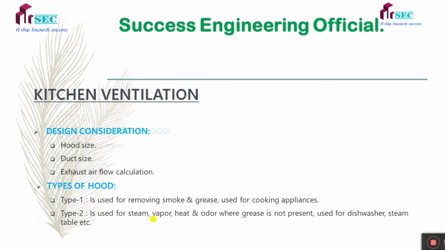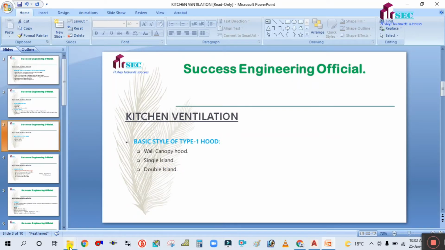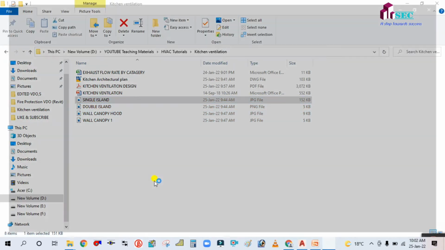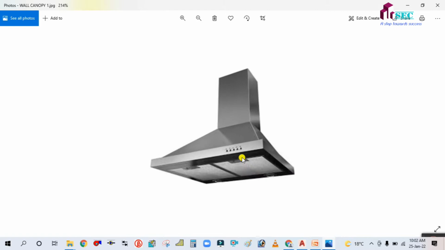Used for dishwasher steam. Next, there are three types of hoods: wall canopy hood, single island, and double island. I will show you how they look. So let me go to the file, and I will show you. This is the single island hood. Okay, and this is the wall canopy hood.